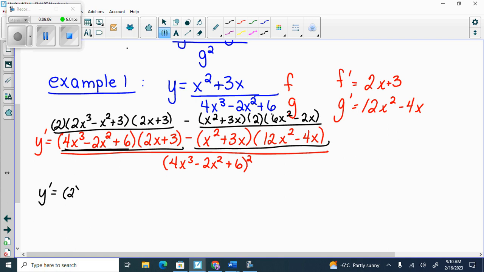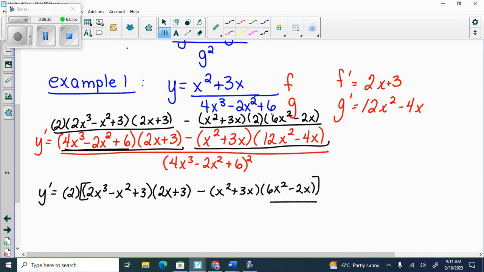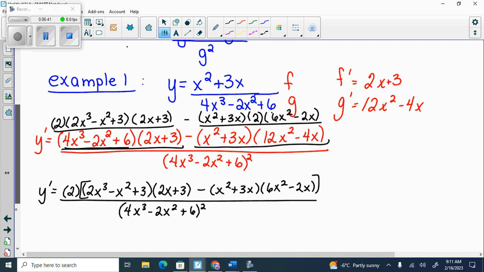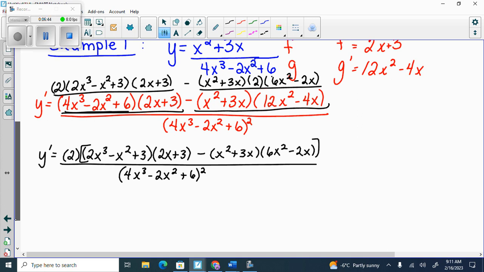So I'm going to get 2, and then what's left over is 2x cubed minus x squared plus 3, times 2x plus 3, minus x squared plus 3x, times 6x squared minus 2x, all over 4x cubed minus 2x squared plus 6, squared. Then I have to distribute.